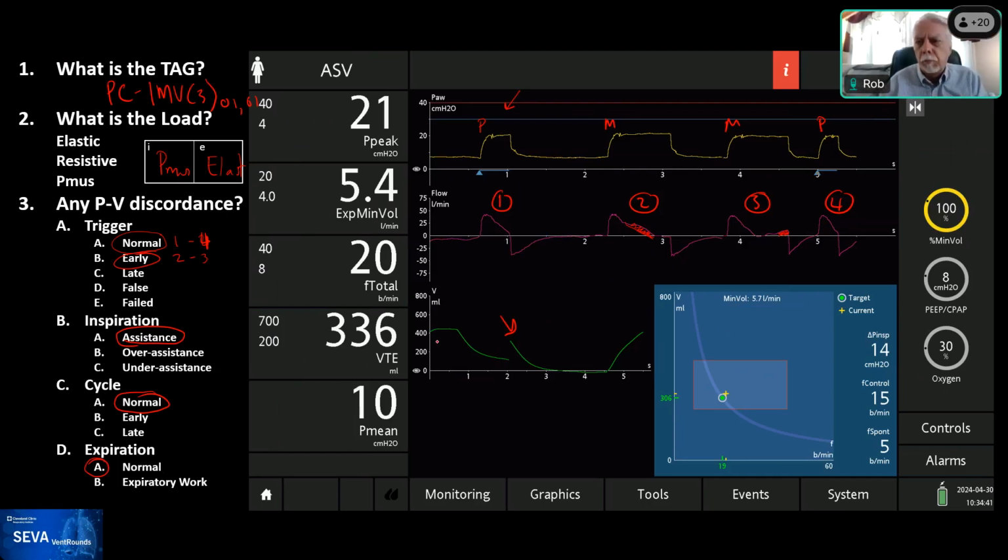So let's just chat a little bit. This is a patient that was completely out. It was coming out of sedation.